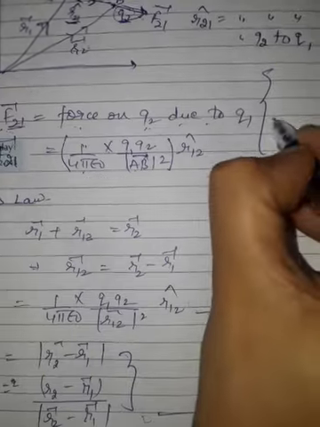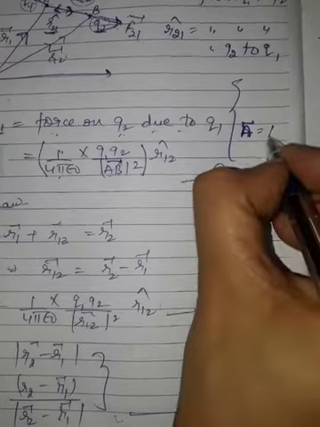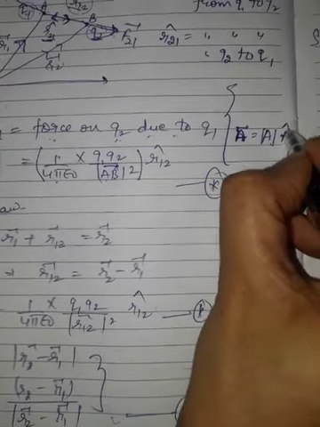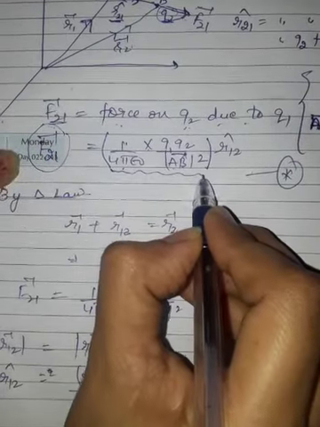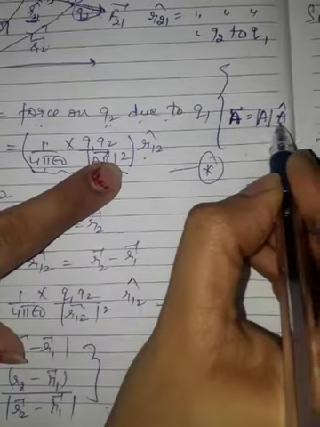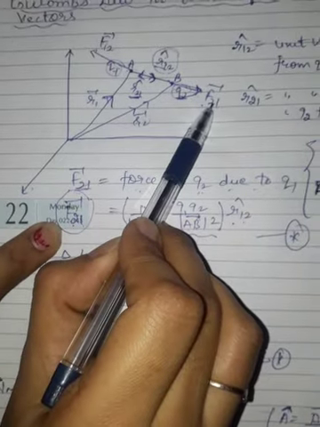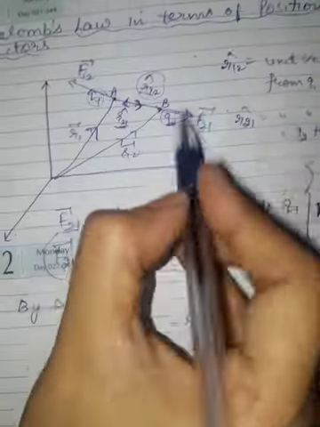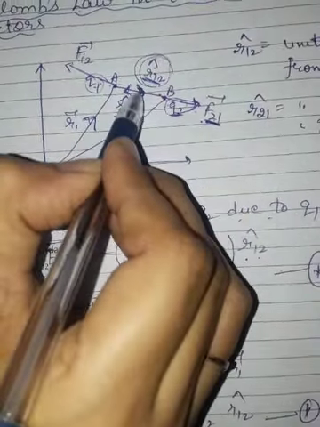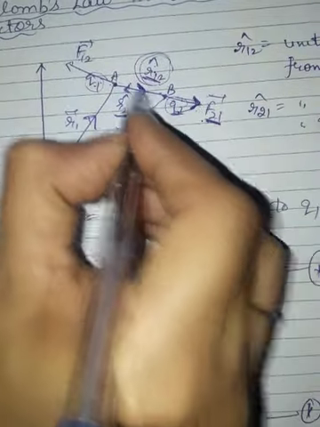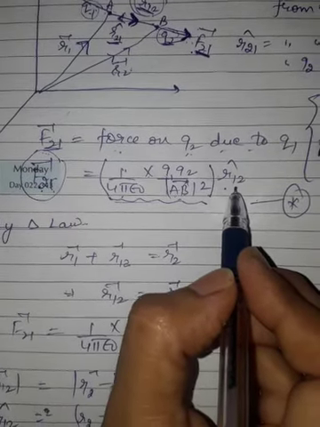Now this is a vector. How can a vector be represented? Suppose A is a vector, it can be represented by its magnitude into its unit vector. Now F21 is a vector quantity, this is its magnitude, multiplied by what will come? Unit vector. Now what is the unit vector for this? F21 is a force outwards. Which vector is in the same direction? F21 is here, see, R21 cap. Are they in the same direction? R21 cap and F21 vector, yes, they are in the same direction. So what is F21 vector? Magnitude multiplied by its unit vector.